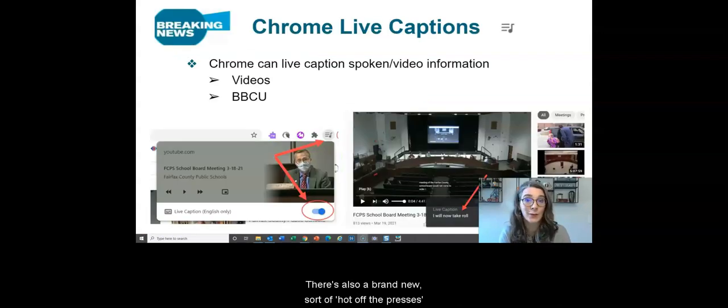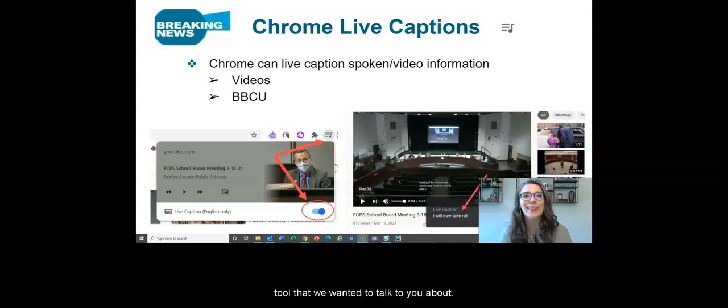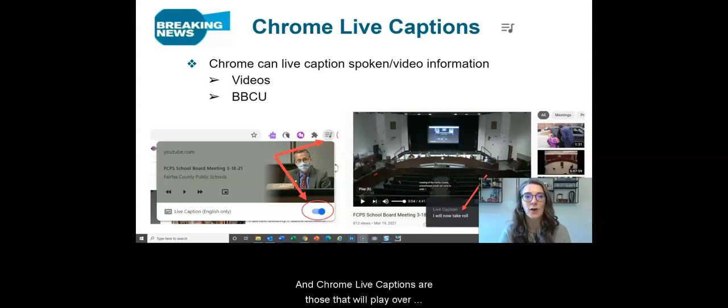There's also a brand new, hot off the presses tool that we wanted to talk to you about, and that is Chrome Live Captions. Chrome Live Captions are those that will play over top of any video inside of Chrome. So it will caption videos. It will also caption if you're doing presentations in Blackboard Collaborate Ultra, which itself doesn't have live captions. So it's a great addition to our collection of captioning tools. I'm going to show you how to turn on your settings so that you can use this tool.